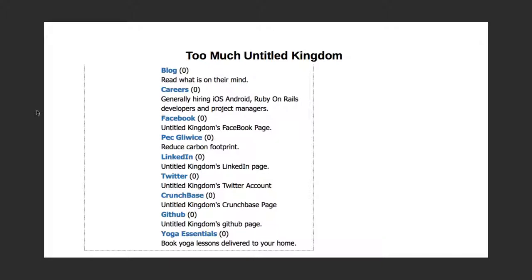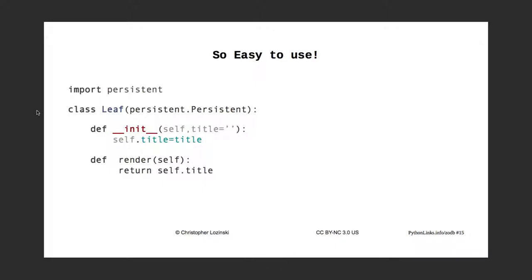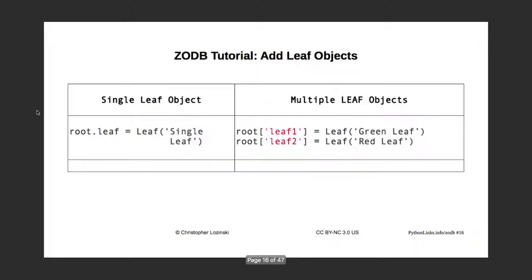It works great. And of course, the wonderful thing about the ZODB is it's so easy to use. Here we have a simple leaf object. We initialize it, set the title to title. You can have a render method. And basically, to make it persistent, we just have to subclass off class Persistent. So there are class Persistent objects and there are class Persistent containers. So containers like a dictionary, but it's stored as a B-tree on the file system. So very, very powerful tools.